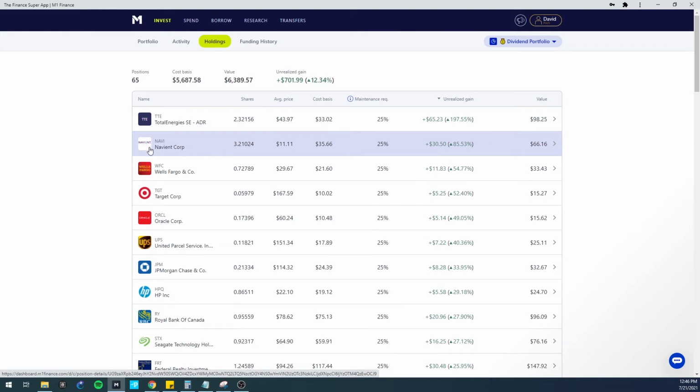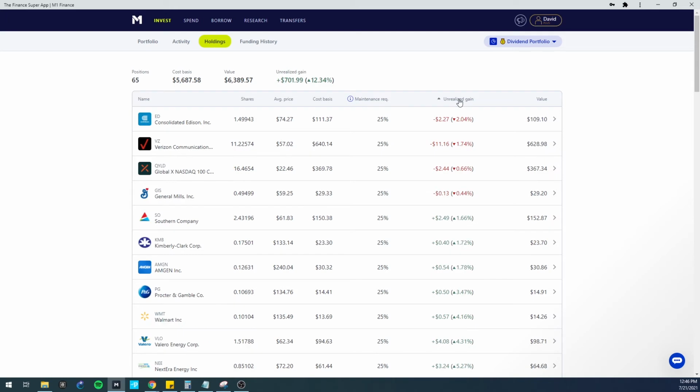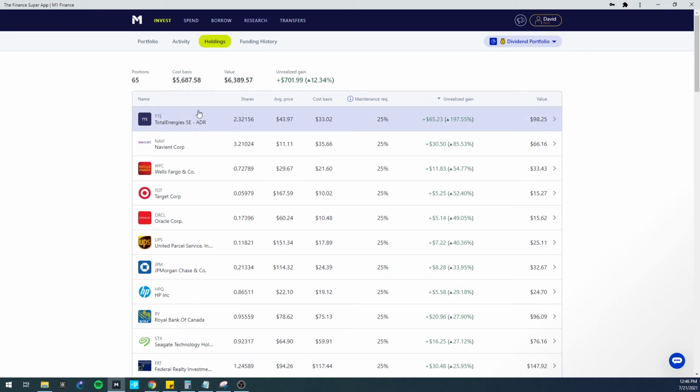But let's look at Navient. When I compare my cost basis for Navient versus what it's worth now, you can see that's an 85.53% gain on Navient. Day before yesterday, my highest one was actually USDP. I believe it was USDP, that transportation company. It was sitting at like 102%.